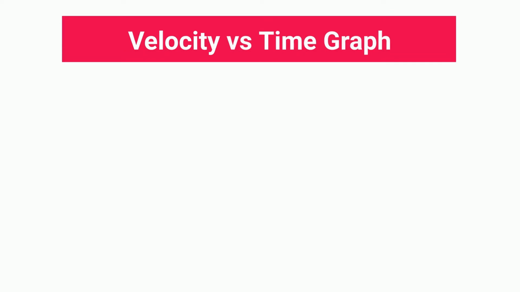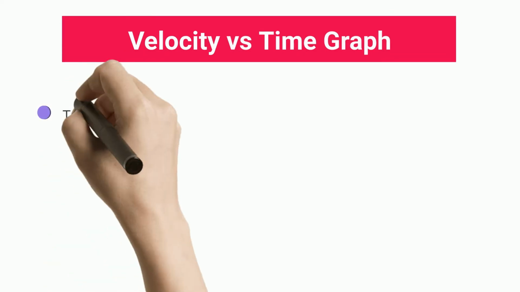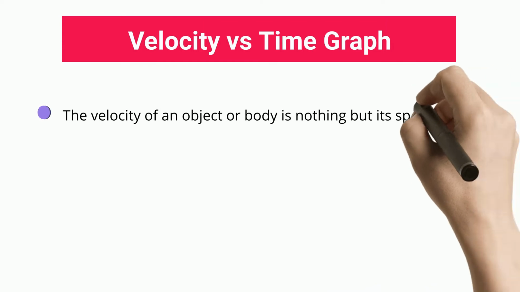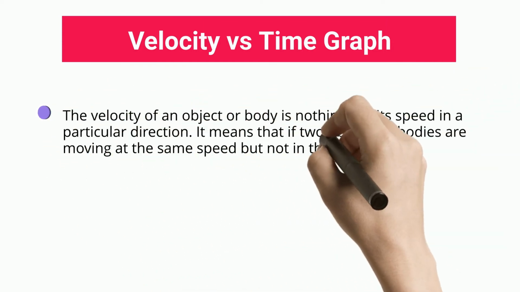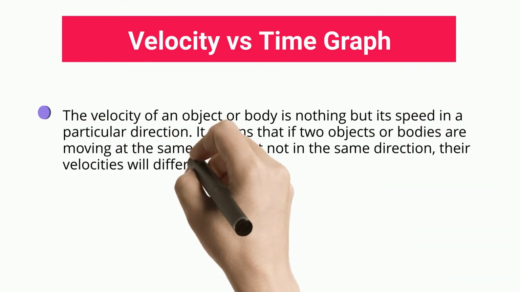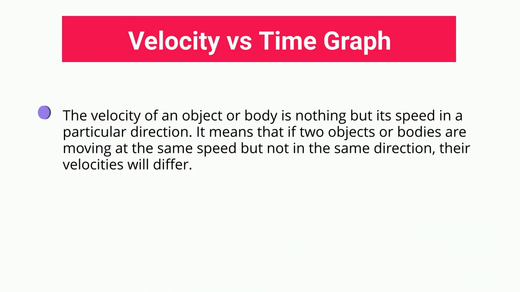Velocity versus time graph. The velocity of an object or body is nothing but its speed in a particular direction. It means that if two objects or bodies are moving at the same speed, but not in the same direction, their velocities will differ.